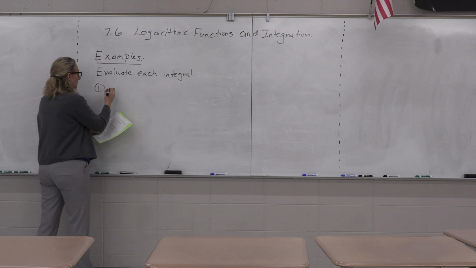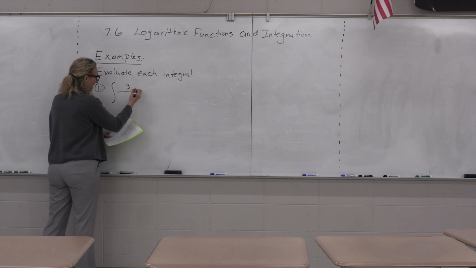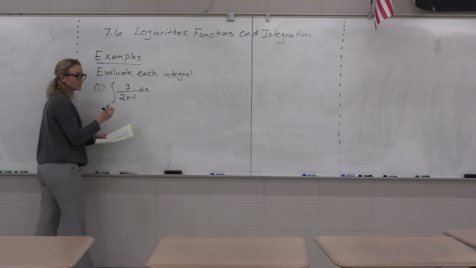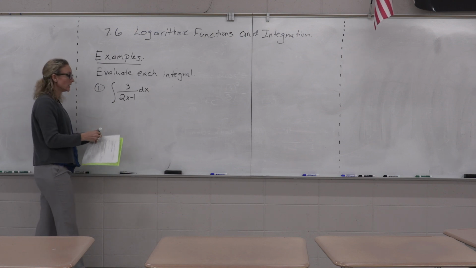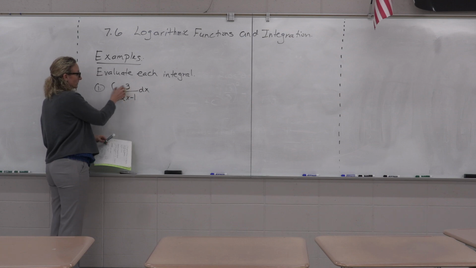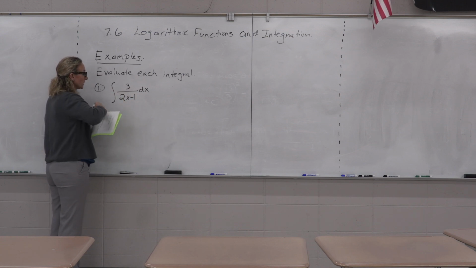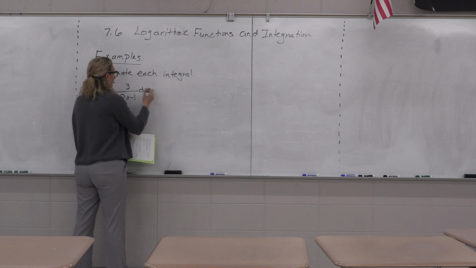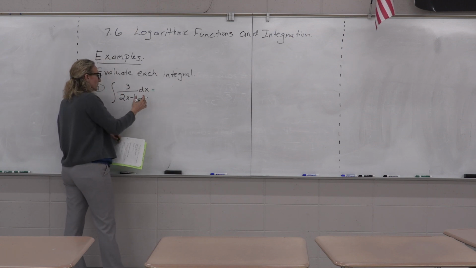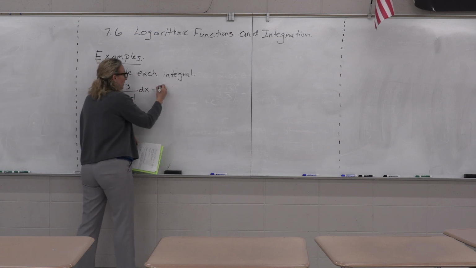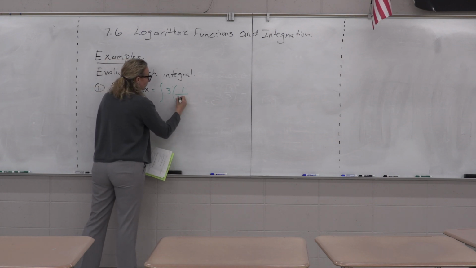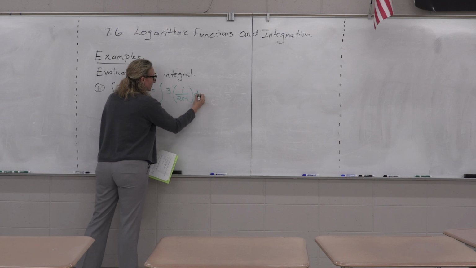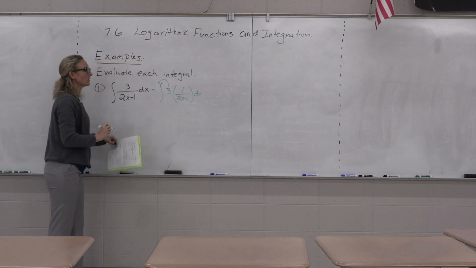Okay, number 1. Let's take the integral of 3 times 1 over 2x minus 1 dx. Now there's a couple different ways you could look at this and rewrite it. You don't have to. Some people like taking this coefficient of 3 and putting it in the front. Some people like just rewriting it like this, 3 times that quantity, or they just leave it like that. Any of the above is okay. Either way, it's all good.